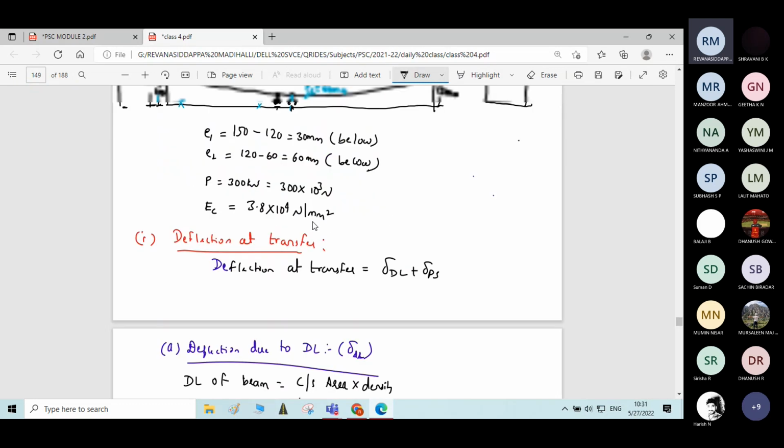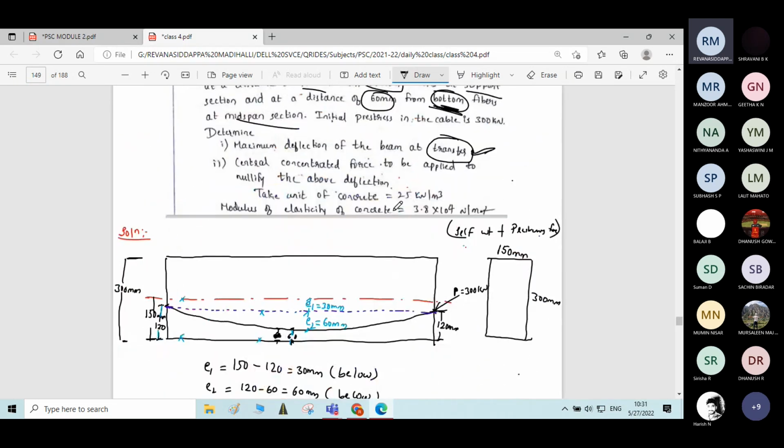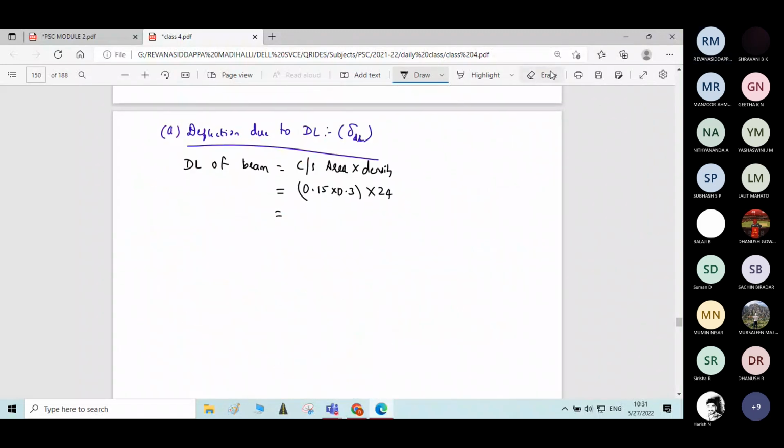So we'll get the dead load as 1.125. One more thing here: density of the concrete is given as 25 kilonewton per meter cube, so we will consider 25. In the absence of data, we assume 24, but we take 25 here. By this we get the self-weight of the beam: 1.125 kilonewton per meter. In terms of Newton per millimeter, it is 1.125 into 10 power 3 Newton per millimeter.